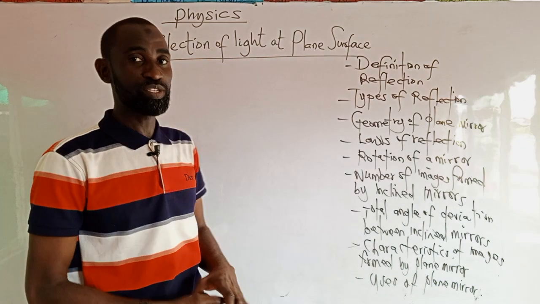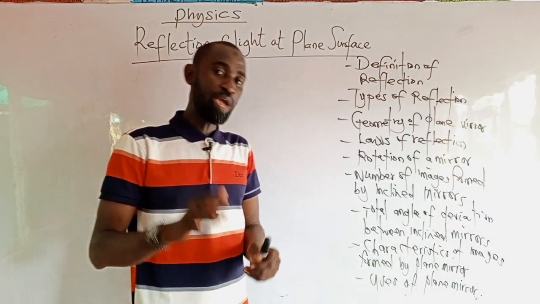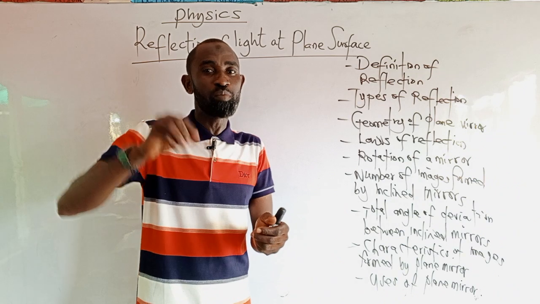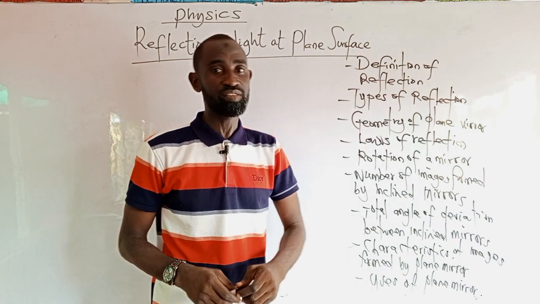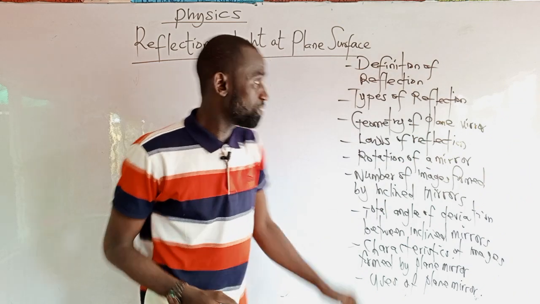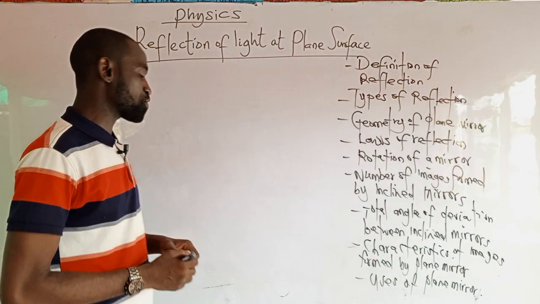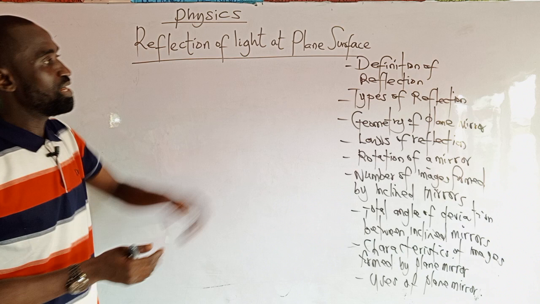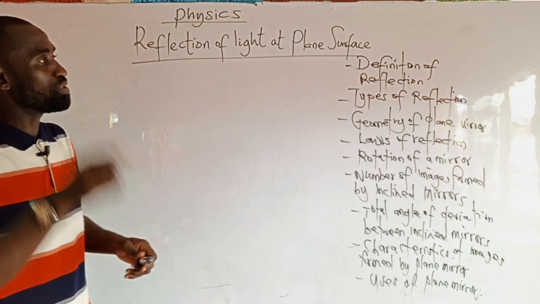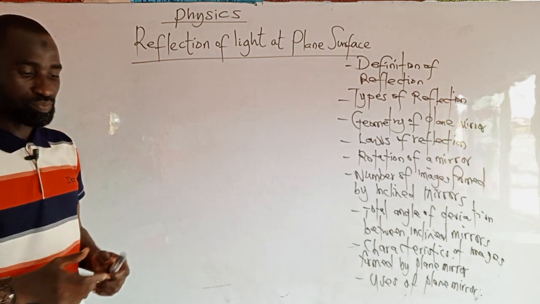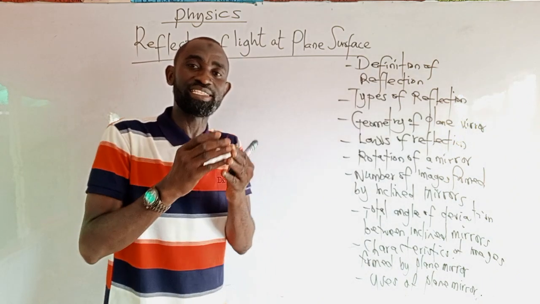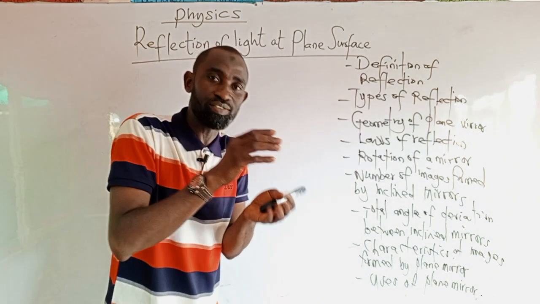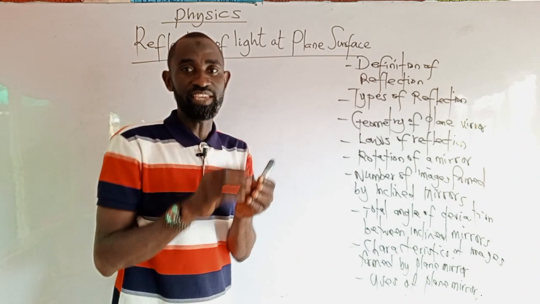Reflection of light at plane surface. I will invite us to watch the video from the beginning to the end so that you do not miss out on all these listed subtopics under reflection of light at plane surface. So without wasting our time, let us go to the first one, which is the definition of reflection. Reflection is just the bouncing back of light when it strikes or hits a surface.